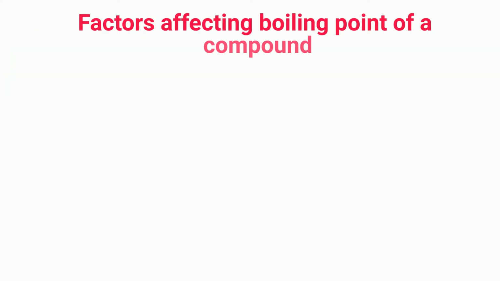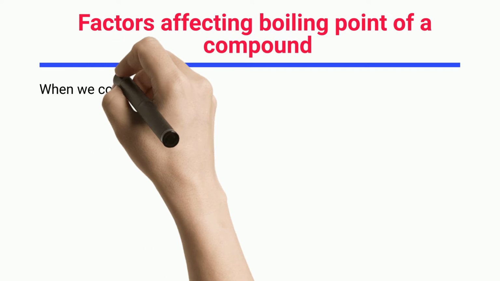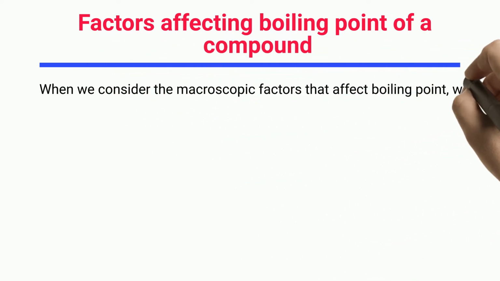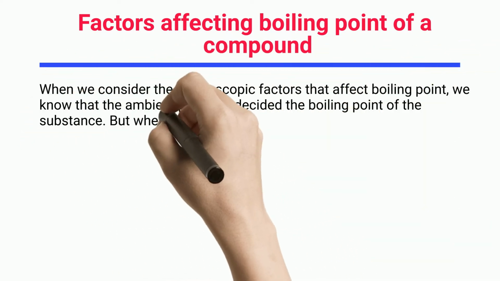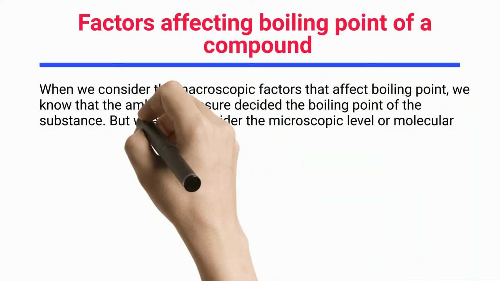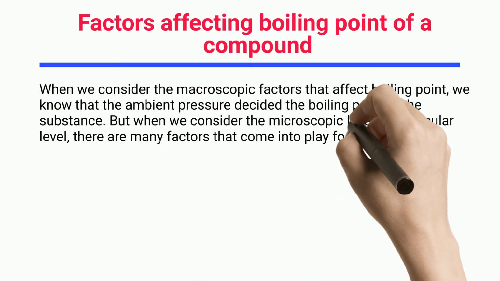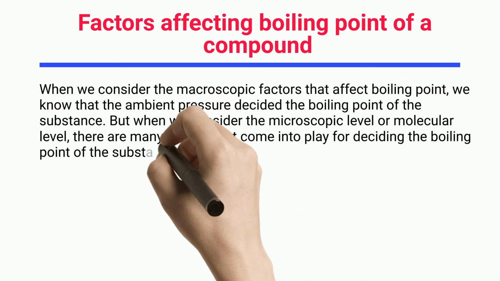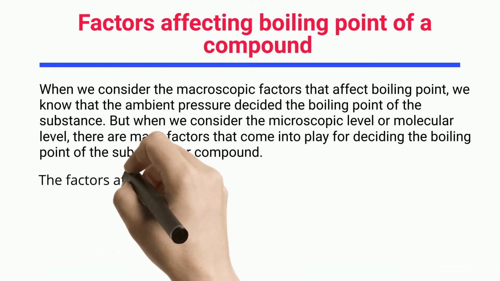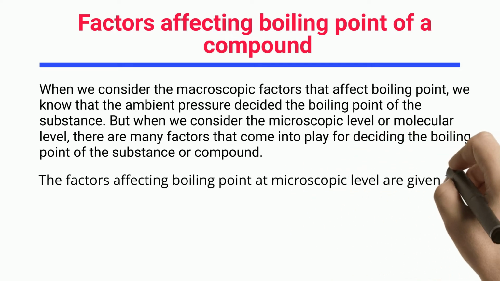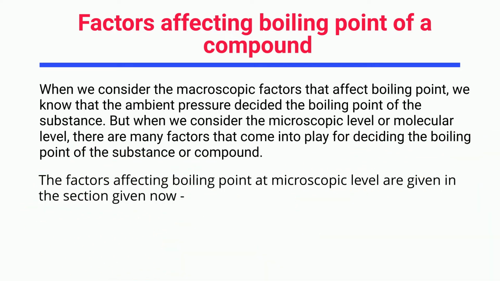Factors affecting boiling point of a compound. When we consider the macroscopic factors that affect boiling point, we know that the ambient pressure decides the boiling point of the substance. But when we consider the microscopic level or molecular level, there are many factors that come into play for deciding the boiling point of the substance or compound. The factors affecting boiling point at microscopic level are given in the section below.